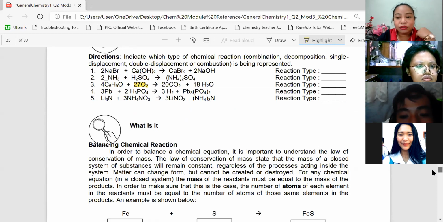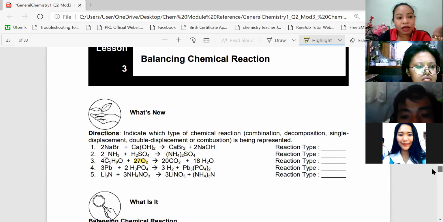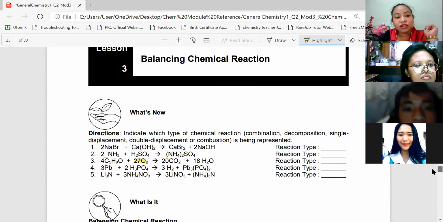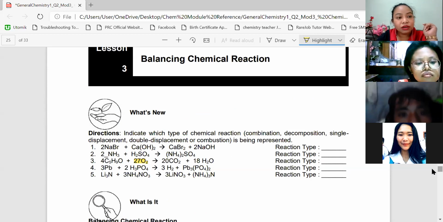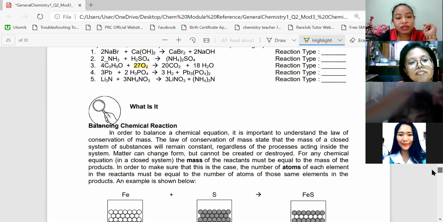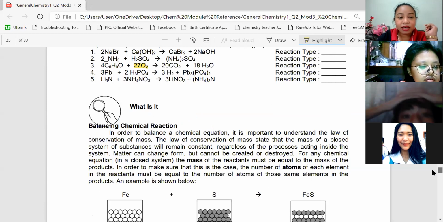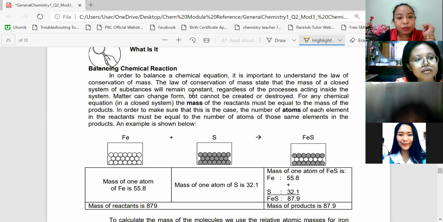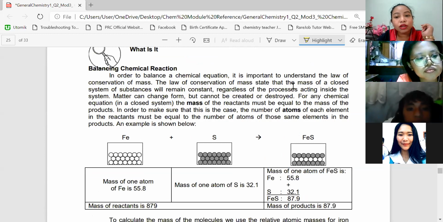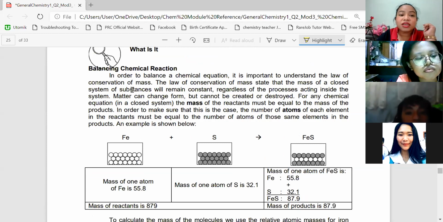Going back to the discussion on chemical reaction, the chemical reaction follows the natural law, which is the Law of Conservation of Mass. In the law of conservation of mass, it says that the mass of the reactants should be equal to the mass of the product. So in order to balance a chemical equation, it is important to understand the law of conservation of mass.